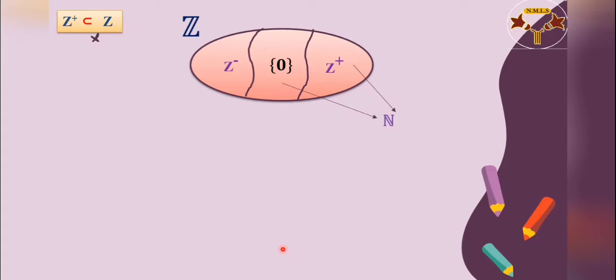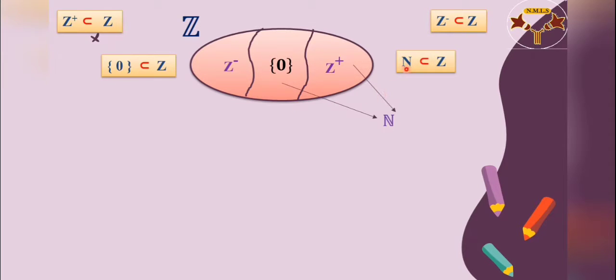The first one, Z positive, remember this sign, is a subset from Z or integers. So, of course, Z positive, the set of positive numbers, is a subset from the set of integers, and also the set of negative numbers or Z negative is a subset from the set of integers or Z. And again, the set of 0 is a subset from the set of integers. So I have here 3 subsets from the set of integers: Z positive, Z negative, and the set of 0.